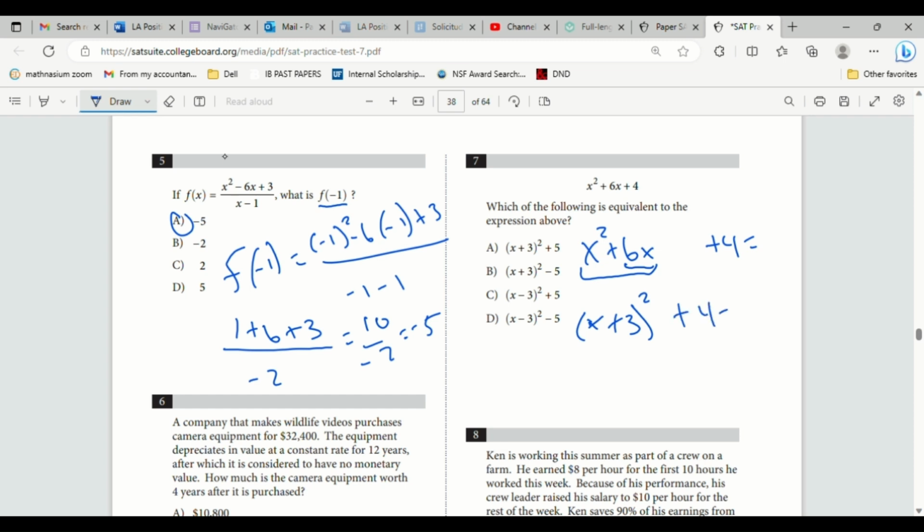So now that we're here, we're going to square this last term, this 3, and we're going to add it to the other side of the equation to get us plus 9 on this side. Then we're going to simplify and see what we get. So we have x plus 3 squared. If we subtract 9 from both sides, we get minus 5, leaving us with b.